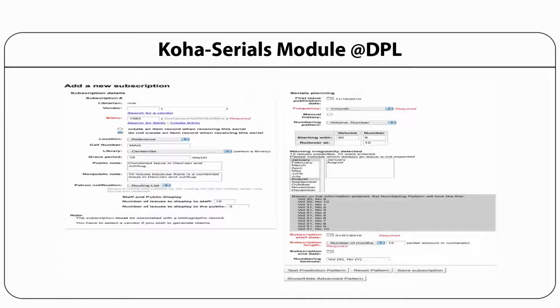In the serials module of Koha, the state of the collection can be defined, which will synthesize the missing publications, received publications, and many more. The state of the collection can also be displayed differently in the OPAC and the librarian interface. The screen shows the serials module of Delhi Public Library with addition of a new subscription to the serials.